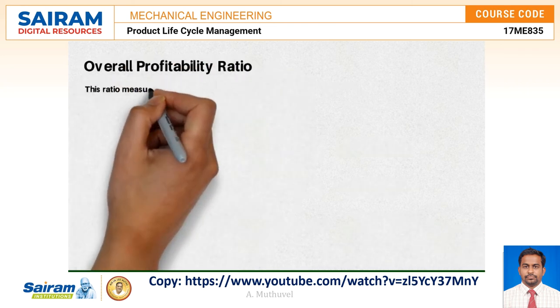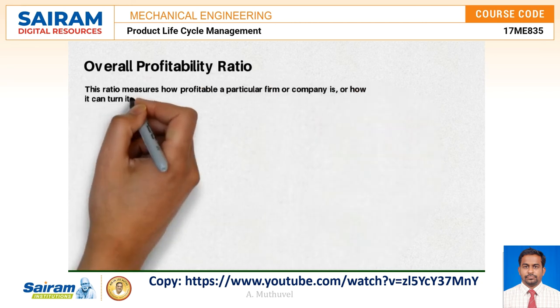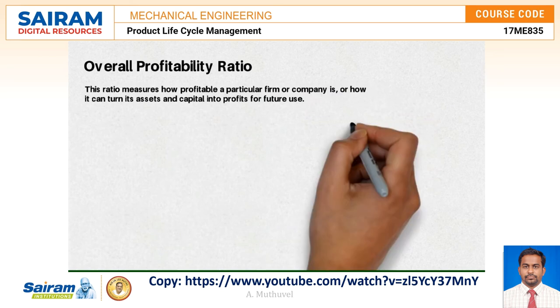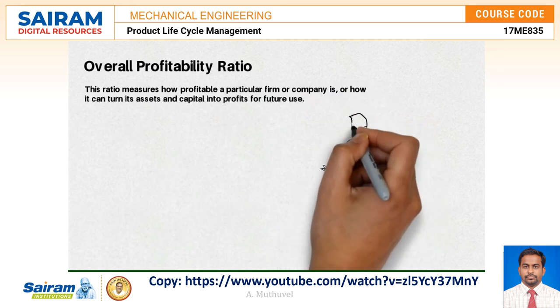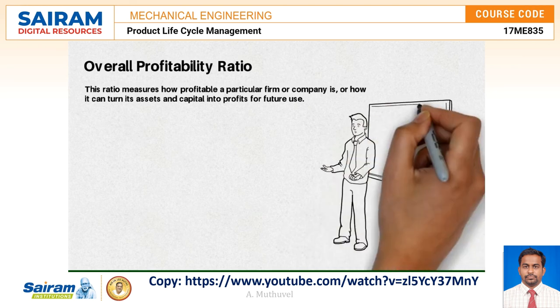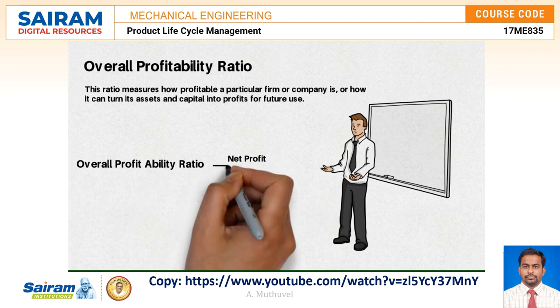Overall profitability ratio. The last ratio is overall profitability ratio, that measures how profitable a particular firm or company is, or how it can turn its assets and capital into profits for future use. An example of overall profitability ratio and its formula is: overall profitability ratio, net profit upon total assets.